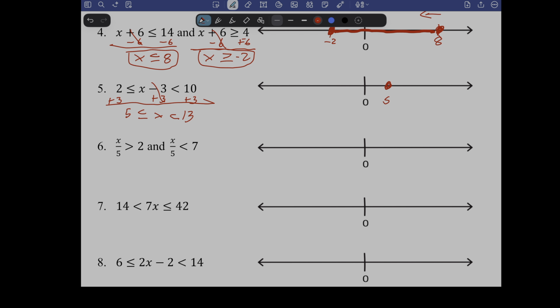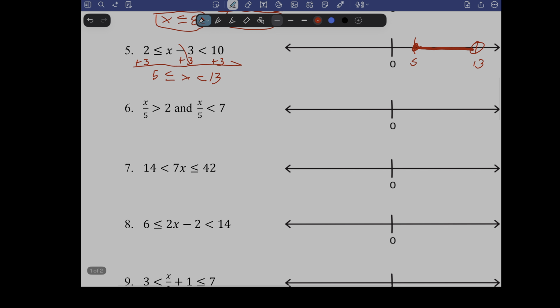I got to write the dot first. And my hole is going to be at 13. Now, at the 5, I know the x needs to be greater. At the 13, I know it needs to be less. That's an in-betweener, which looks like that. All right, let's go on to number 6.